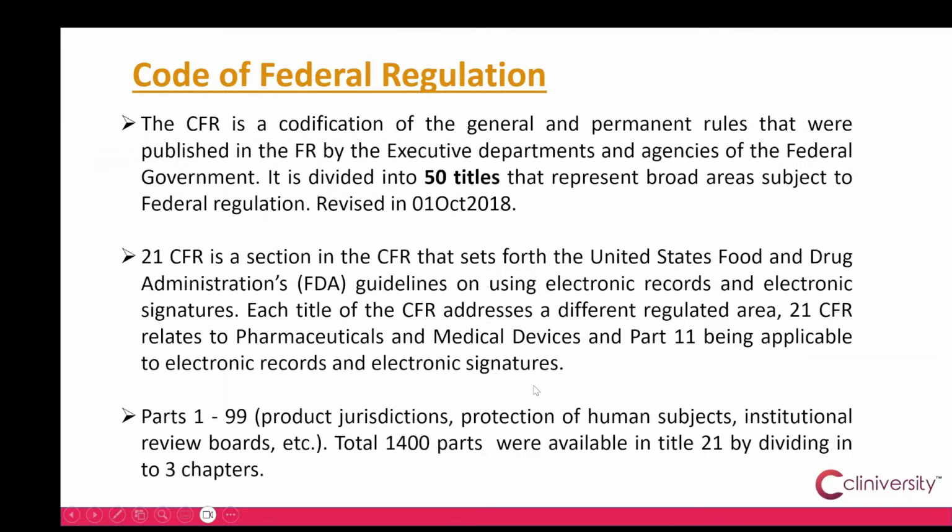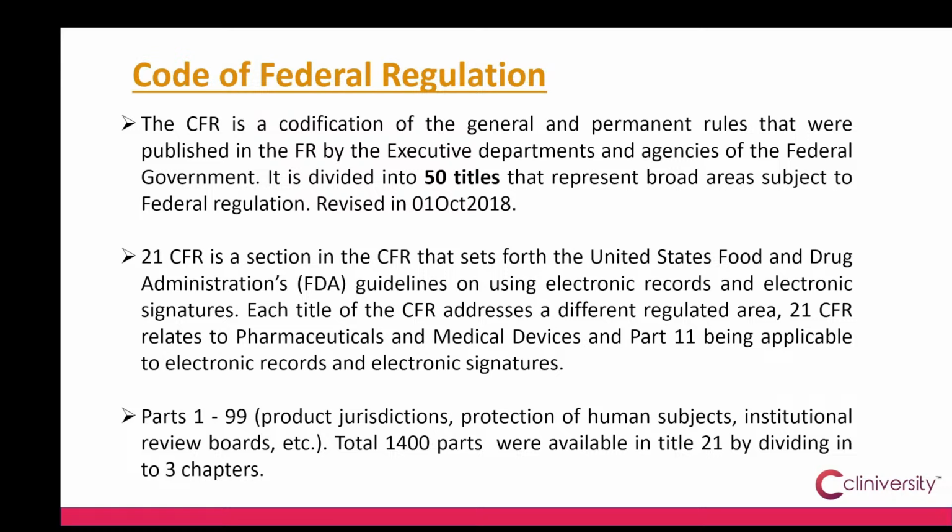remember. The CFR is a codification of the general and permanent rules that were published by the executive departments and agencies of the federal government. It is divided into 50 titles that represent broad areas subject to federal regulations. The entire titles were revised in 2018, and on a day-to-day basis, they keep on revising the regulations. So 21 CFR is a section in the Code of Federal Regulations that sets forth the United States Food and Drug Administration guidelines on using electronic records and electronic signatures.